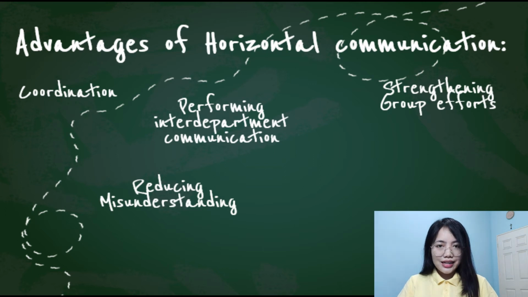The third advantage is that it helps to strengthen group efforts. Now, group work efforts and teamwork are very essential in an organizational success. So, with horizontal communication, this can help to reduce conflicts and differences in opinions, thus helps in achieving consensus among managers and employees. The last advantage that we have is that horizontal communication helps in performing interdepartmental communication. Now, horizontal communication occurs among peers of the same level in an organization. So, with horizontal communication, the interdepartmental communication can occur more smoothly.